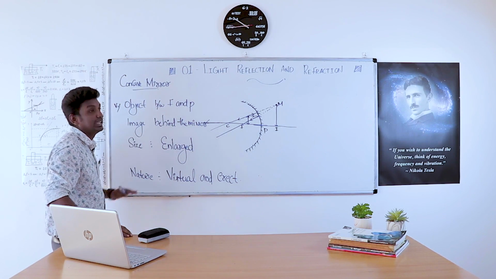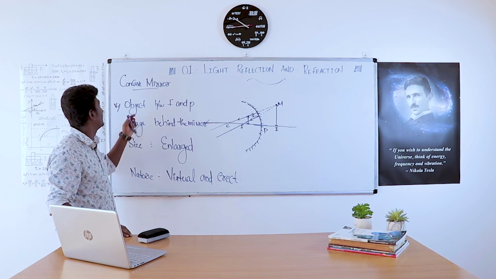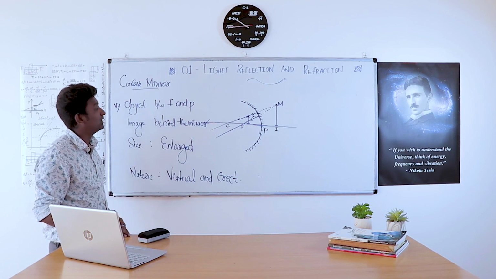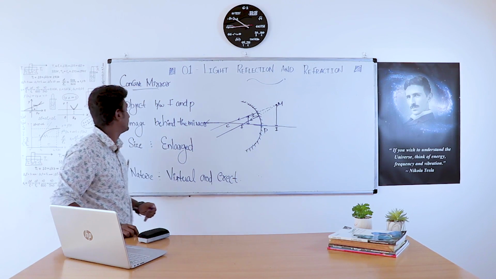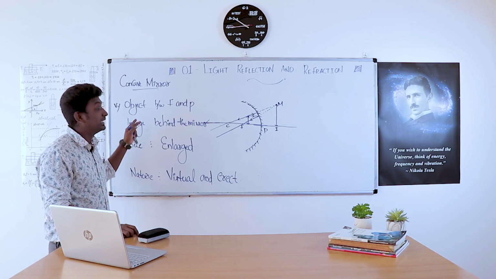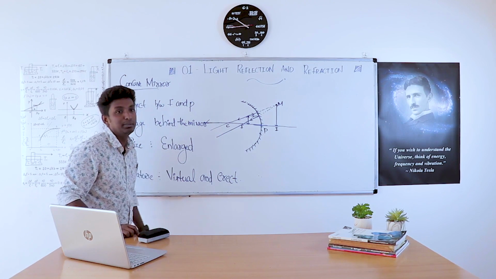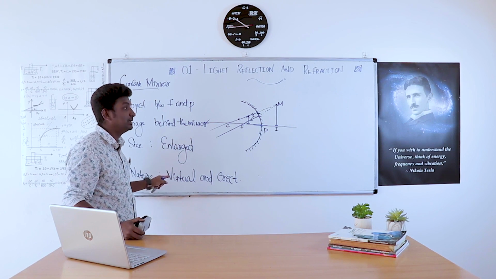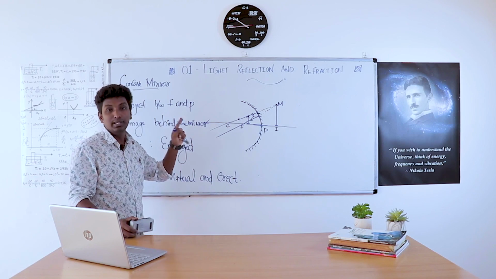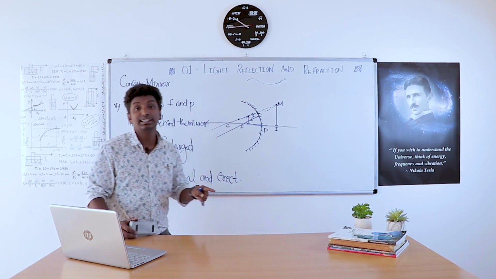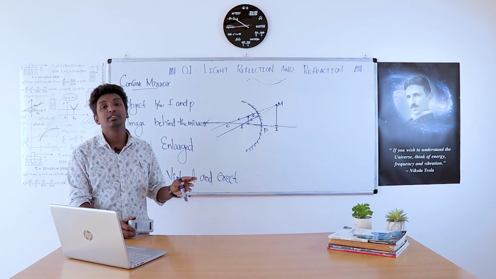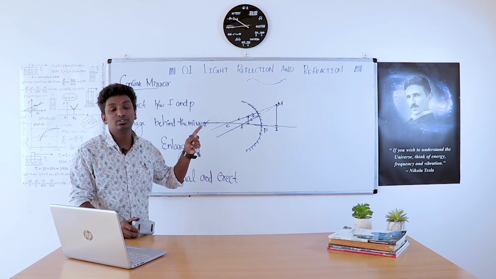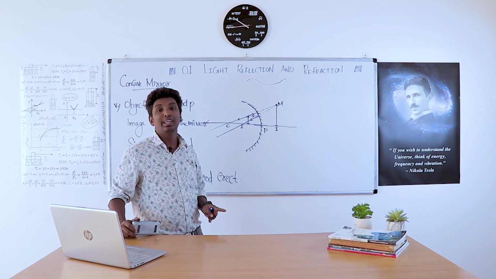So this is the last case of image formation of concave mirror. Here the object is placed between F and P, that is focus and pole. Where is the image formed? Image is formed behind the mirror, and it is an enlarged image. Whenever the image is formed behind the mirror, then the nature is virtual and direct. That's all about the image formation of concave mirror.